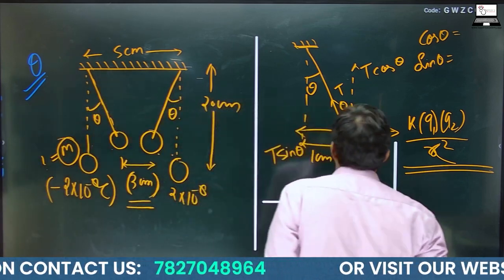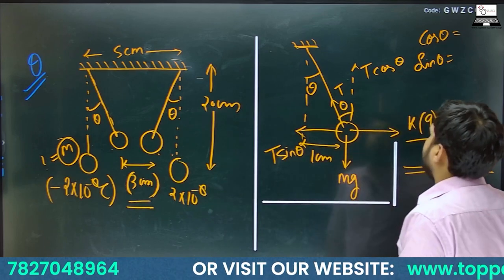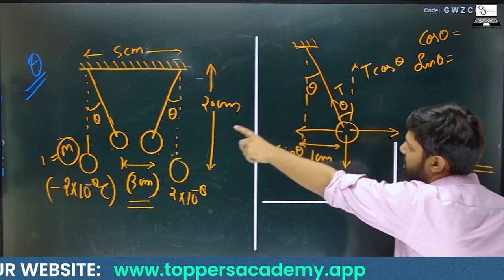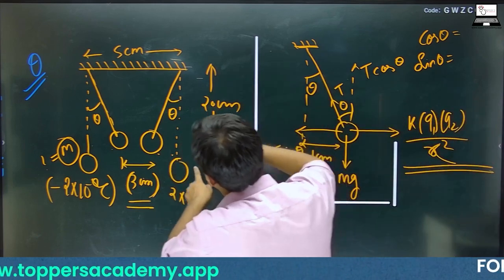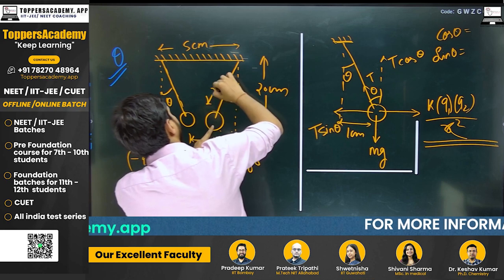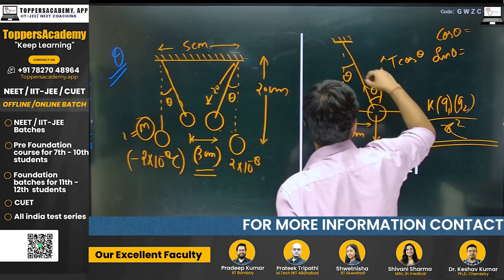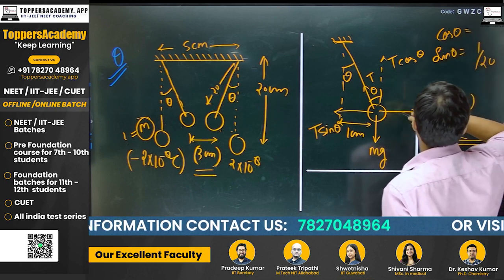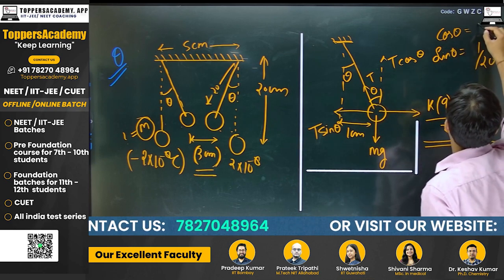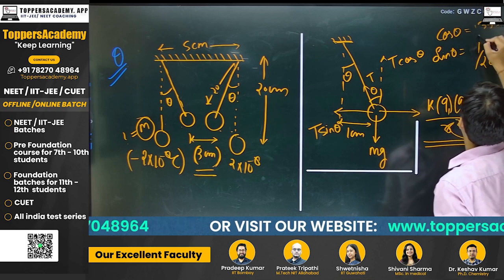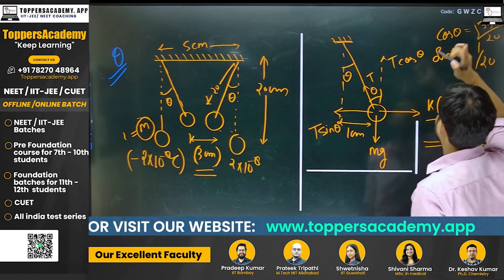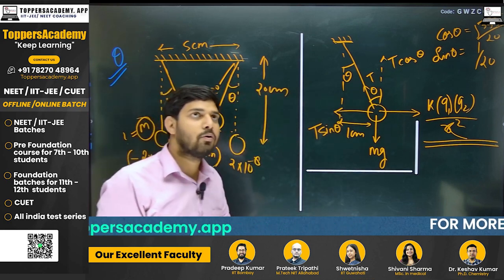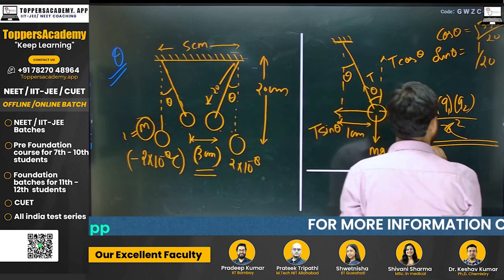What will be sin theta? It will be 1 upon the hypotenuse. What was the hypotenuse? 20. This length is also 20, so sin theta will be 1/20. What about cos theta? It will be root 399 upon 20, isn't it? If you need to calculate, you can use the Pythagoras theorem. Clear?